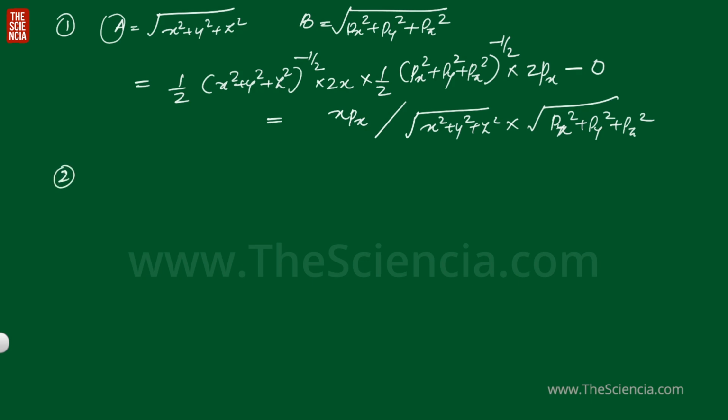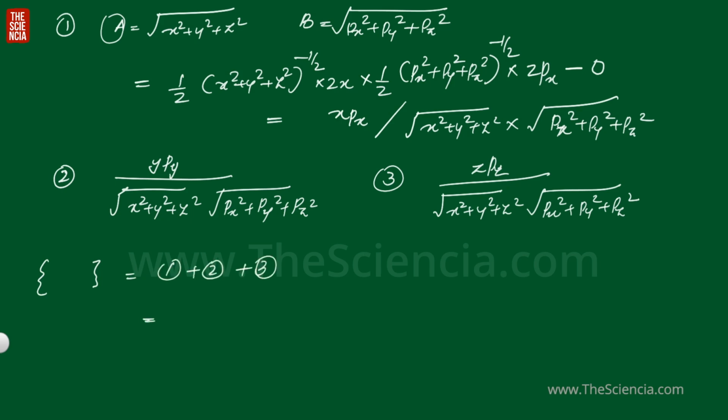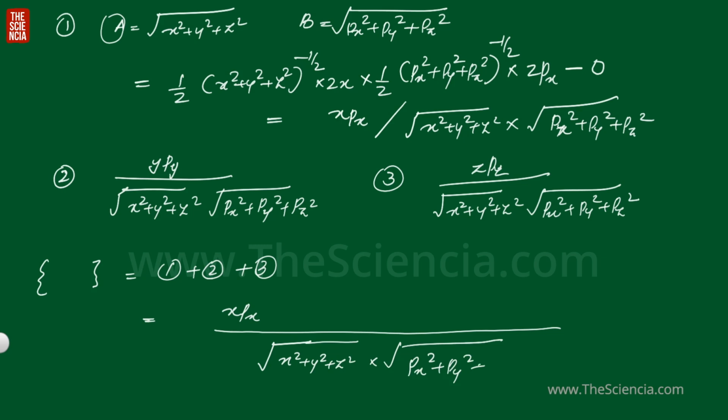Similarly, for the second term, we get y py by root of x square plus y square plus z square into root of px square plus py square plus pz square. And for the third term, we get the same relation, that is z pz by root of x square plus y square plus z square into root of px square plus py square plus pz square. So the total Poisson bracket will be equal to 1 plus 2 plus 3. The numerator of 1 is x px, and the denominator of all the terms is the same.